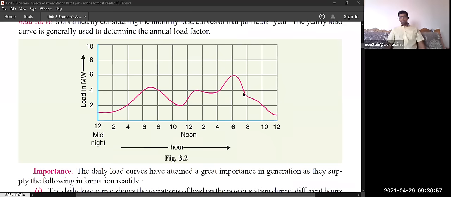In a domestic load, if you take, they will go to bed after 9 o'clock. So slowly it might be decreasing, and it is coming down like this.